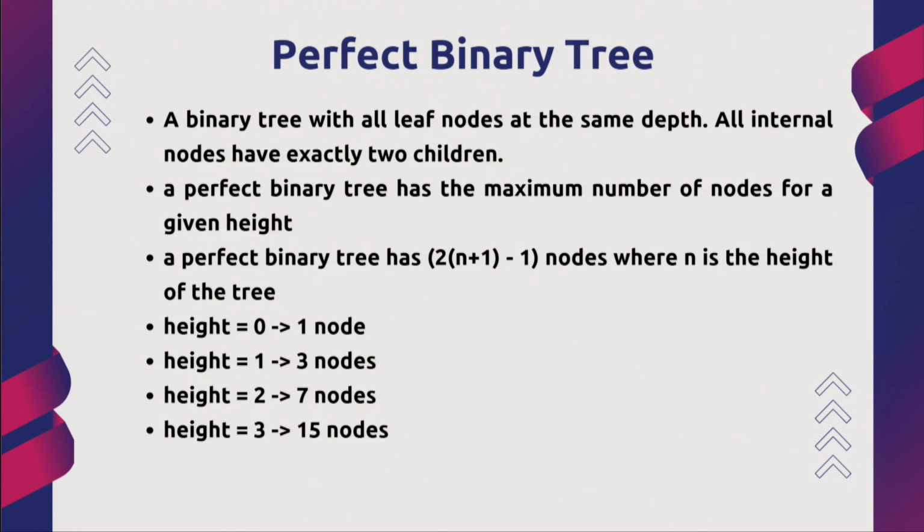Next is the definition for a perfect binary tree. It is a binary tree where all the leaf nodes are at the same depth and all the internal nodes have exactly 2 children. So it is almost the same as the full binary tree which we saw before. Full and perfect binary trees are more or less one and the same.